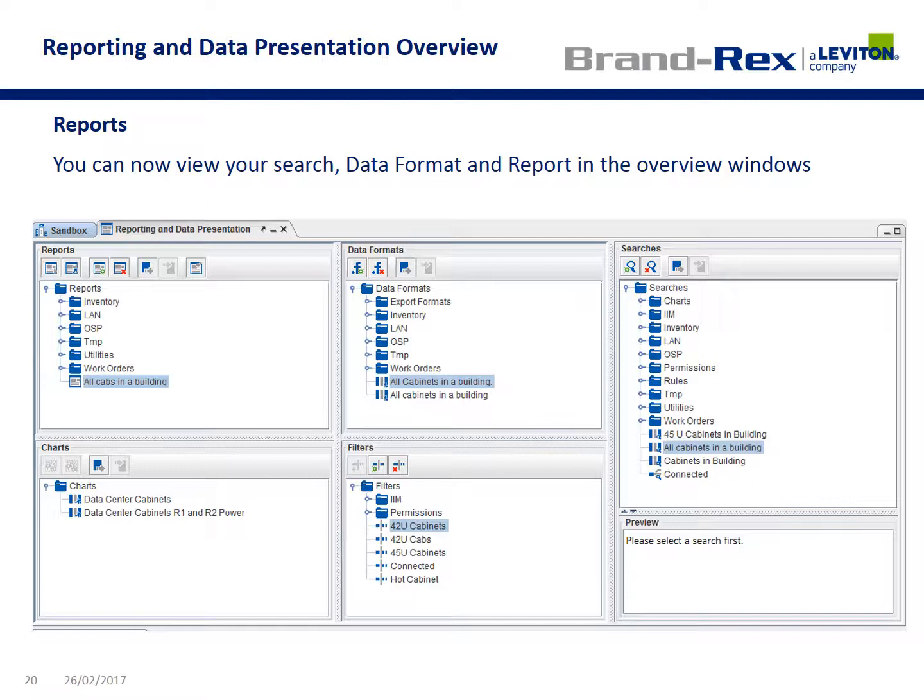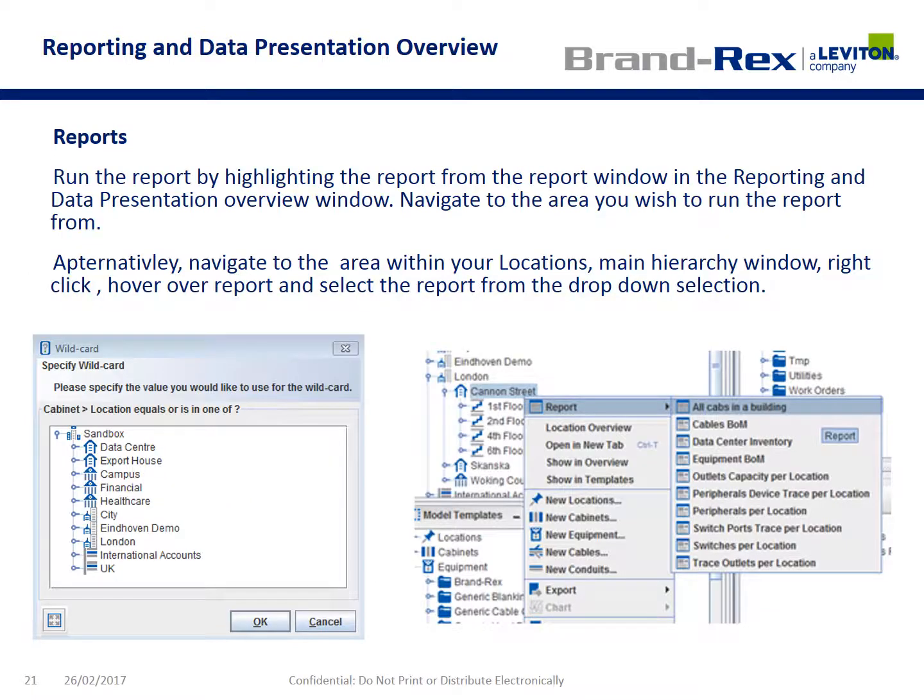SmartPatch will return you to the main reporting and data presentation window, where you will see your search, data format, and reports have all been created. As the report was configured to run with a wildcard, it can be run by highlighting the report in the report window and clicking. This will bring up the menu on the left, where you will need to select the area you wish to run the report on.